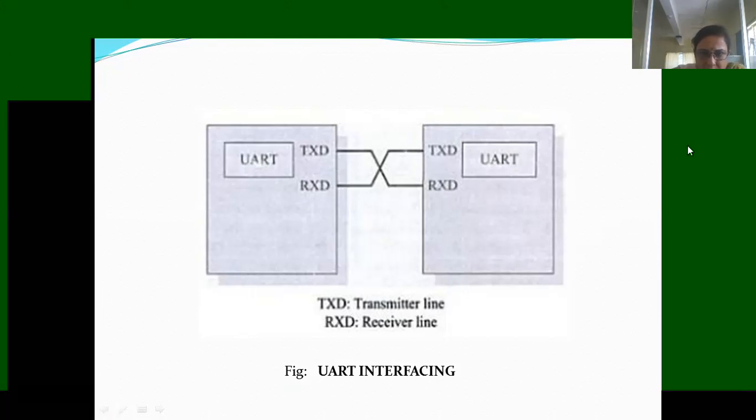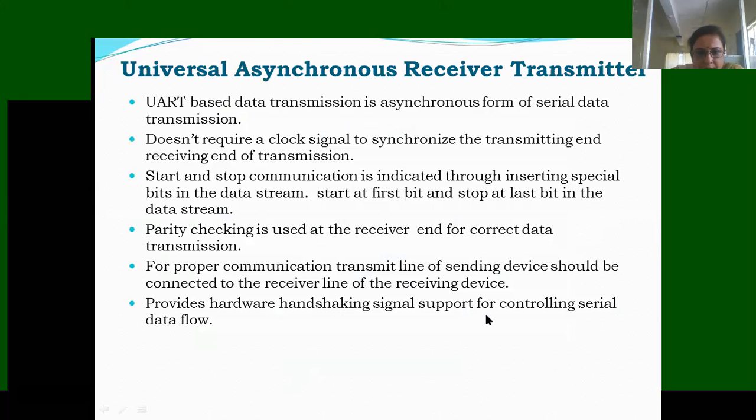In both the devices, UART interfaces will be installed, and the transmission line of one of the UART devices is connected to the receiver of the other UART. The other transmission line will be connected to the receiver of the first UART. So here there is no synchronization. It is an asynchronous bus transfer, right?